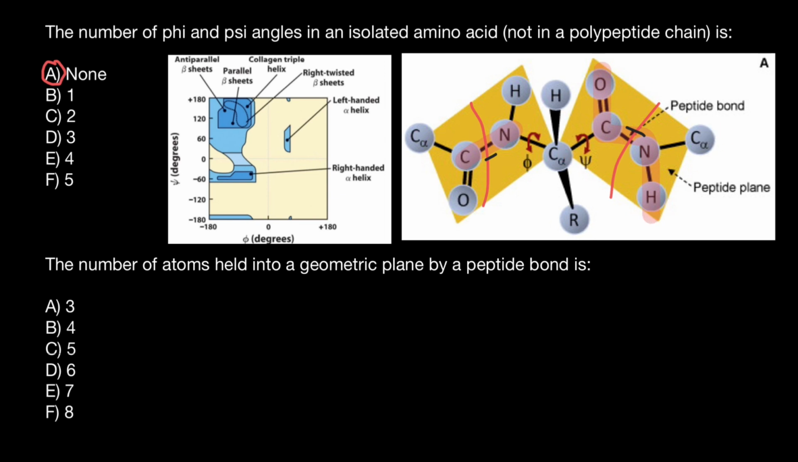So how many atoms in a plane? 1, 2, 3, 4, 5, 6. 1, 2, 3, 4, 5, 6. So this is going to be our answer. In one plane there are 6 atoms.